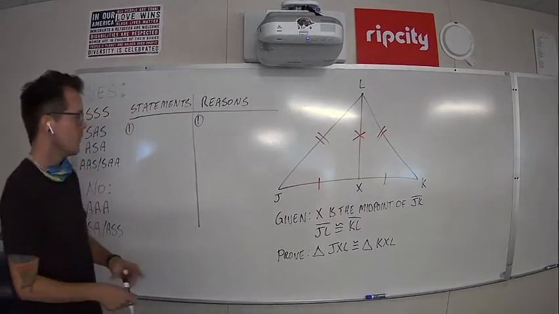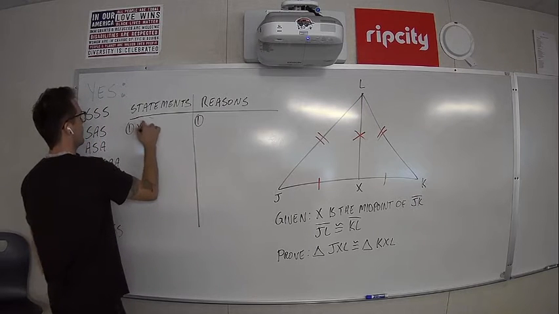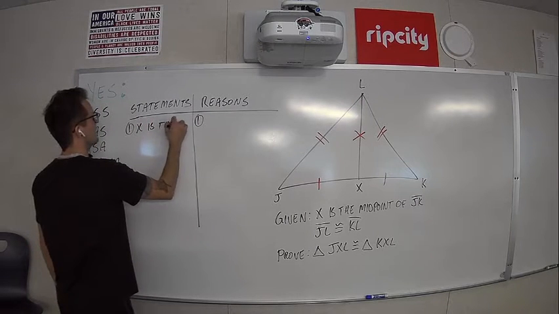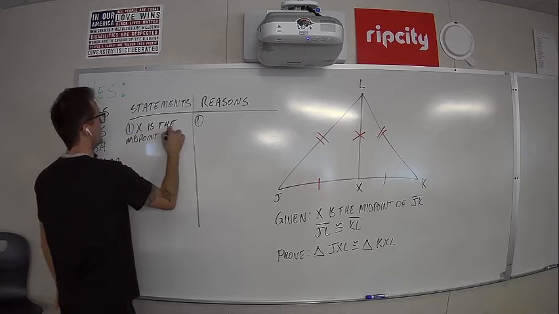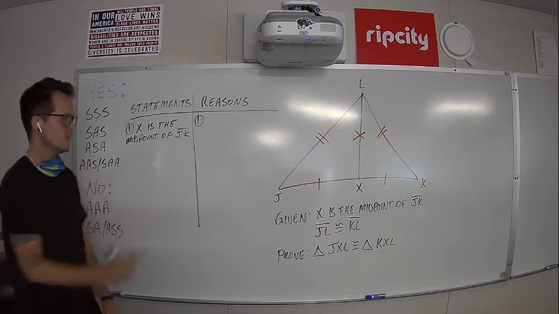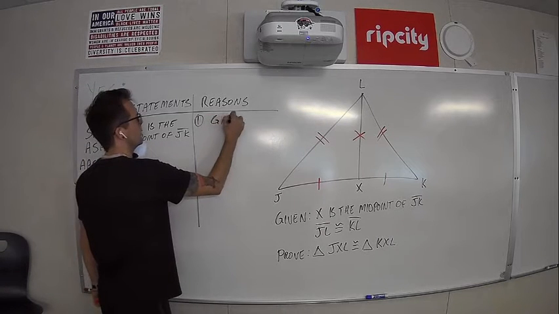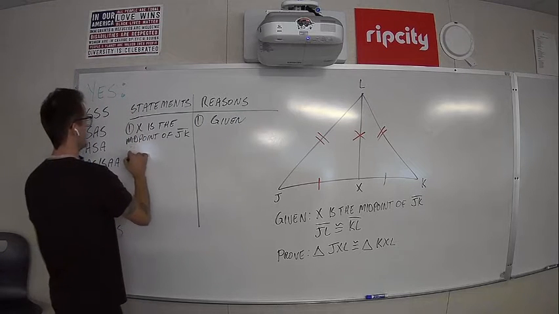The first statement I'm going to write is this given statement: X is the midpoint of JK. How do we know that? Well, it's given to us. We didn't do any work to get that one. It was just handed to us. Sweet. Statement 2.